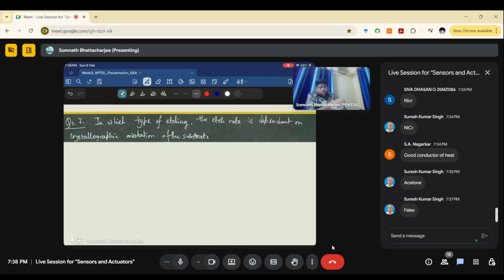So in which type of etching technique is the etch rate dependent on the crystallographic orientation of the substrate? So if you are using a different kind of substrate, the etch rate will be completely different. So in which kind of etching technique, or let's say a wet etching technique, let me maybe mention it here, is the etch rate dependent on the crystallographic orientation? Yes, anisotropic. That's correct.